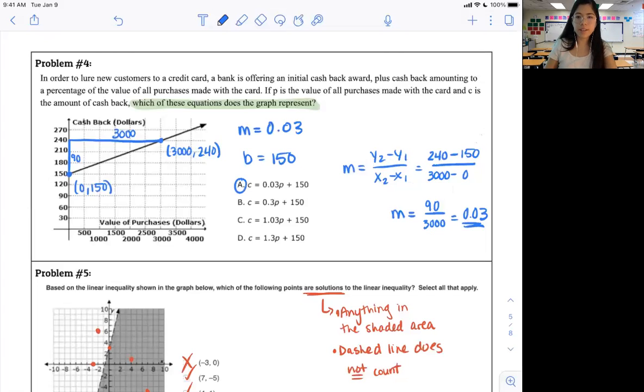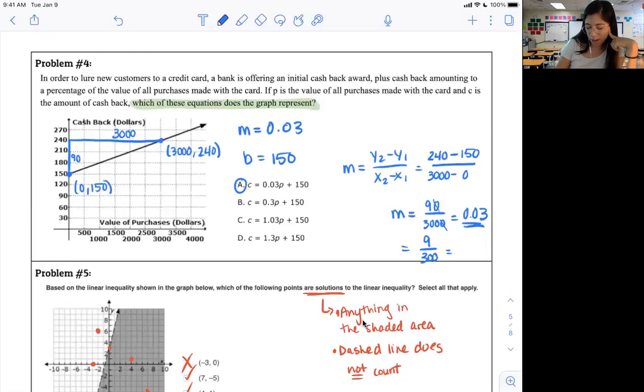How did I get 0.03? I used a calculator. 90 divided by 3,000. 90 divided by 3,000 gives you 0.03. Now you could also do it without a calculator. It's just a little harder. If you do it without a calculator, I can knock off a 0. So I get 9 over 300.